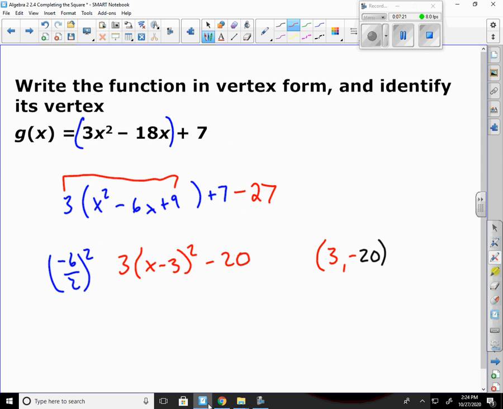Now, whenever you're doing this assignment that we do on these, I better see you actually doing the work to complete the square. Without that work, I'm not giving you credit.